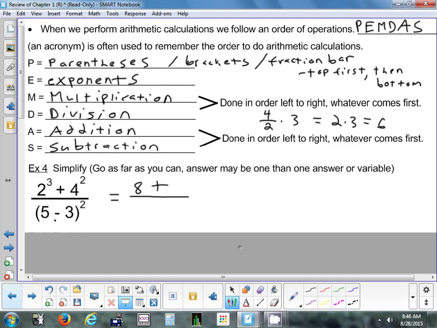Okay, Ryan, how about the second one? 16. Good. 4 to the 2nd power, or 4 squared, could also say 16. Okay, so we've done a little bit of work in the top. What about in the bottom? Do I do this exponent first? No, why not? Because the parentheses are part of it. Yep, we got these parentheses, so we've got to do what's in there. What is 5 minus 3, Gabe? 2.